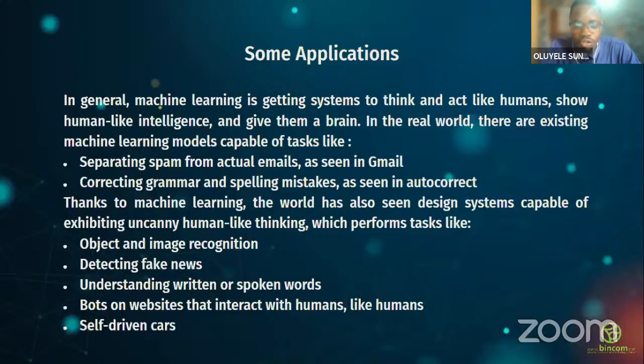We can also use them in the real world for object and image recognition, to detect fake news, and to understand written or spoken words on websites that interact with humans, like self-driving cars. We have many applications of machine learning in the real world. Machine learning is also used to create recommender systems.